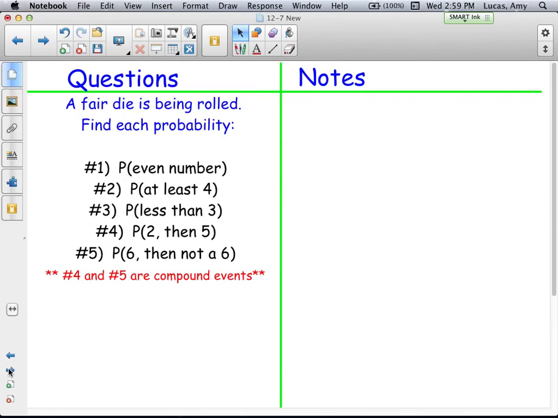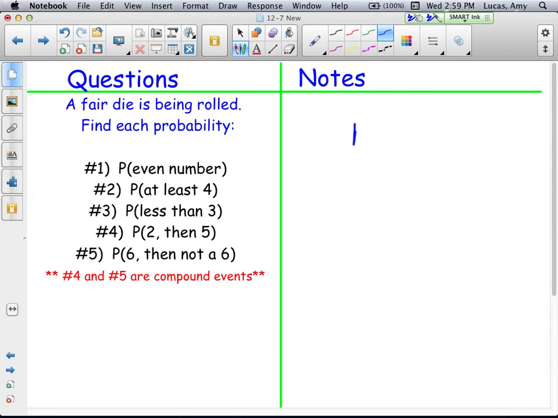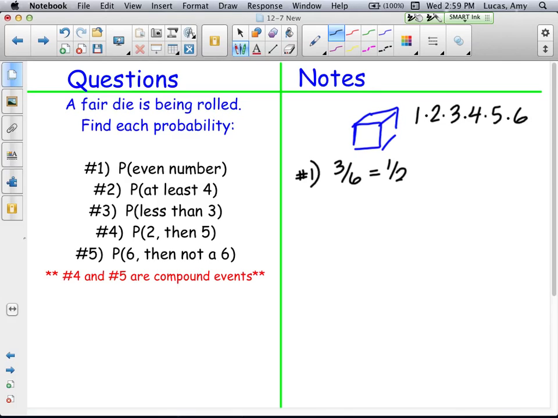Now we're switching over to rolling a fair die. A fair die is being rolled, find each probability. So we're rolling just one fair die. Okay, so our first probability: that you roll an even number. A fair die has the numbers 1 to 6 on it. So the probability of getting an even number, 2, 4, and 6 are even, so 3 out of 6, or 1/2, or 50%.